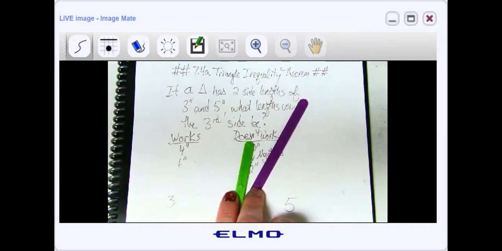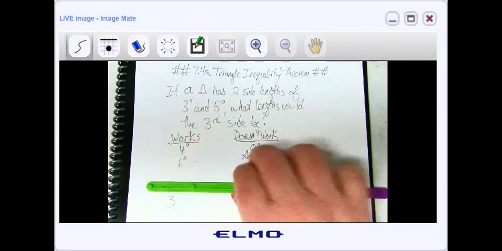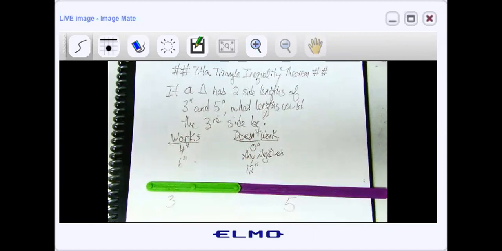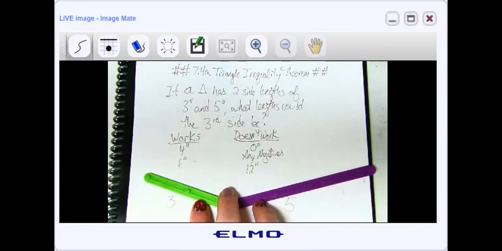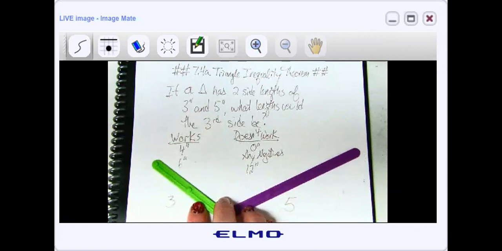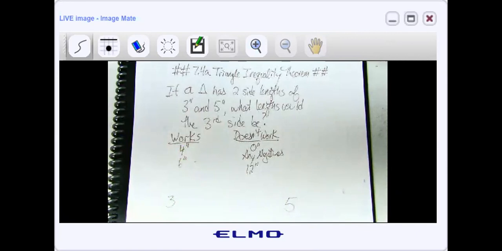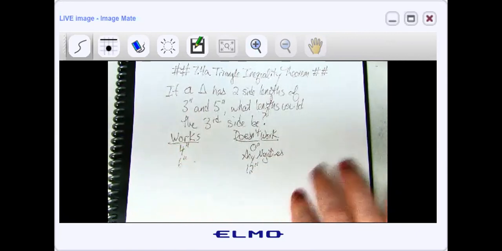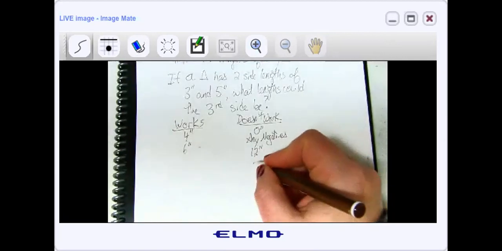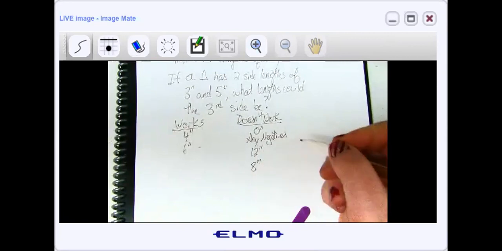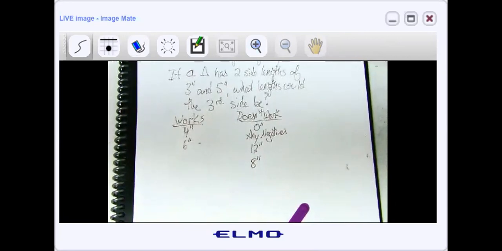So 8 is sort of my cutoff point. I can't have exactly 8 because it would just make a straight line. But once I start making it a little bit smaller than 8, I am able to connect that third side. Okay, so as I shrink in, I can do less than 8. However, can I do any number less than 8? Yeah. So let's add to our list. Doesn't work. 8 inches didn't work. Okay, so now Haley, you say yes, any value less than 8.